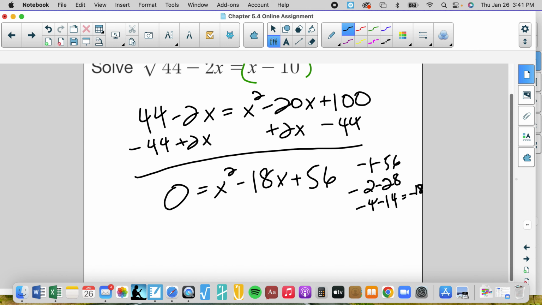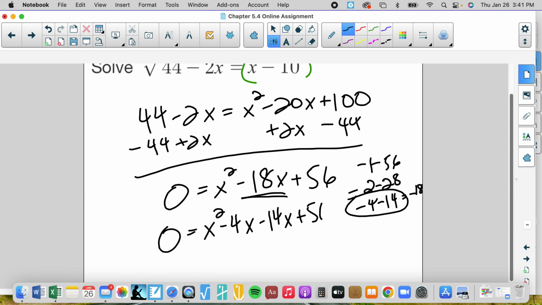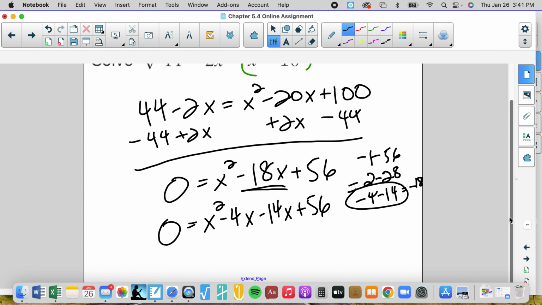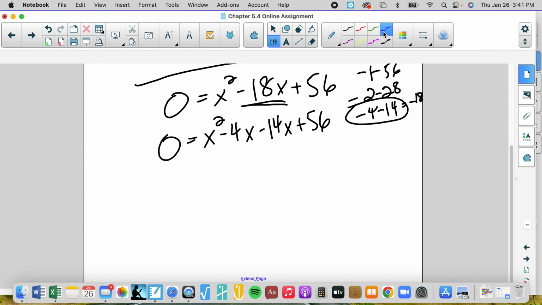So I go here. I write my first term. I'm going to break this up into these two terms: negative 4x, negative 14x plus 56. I'm going to factor by grouping. I'm going to look at the first two terms. They have a common factor of x. I'm going to factor out an x. I get x minus 4.